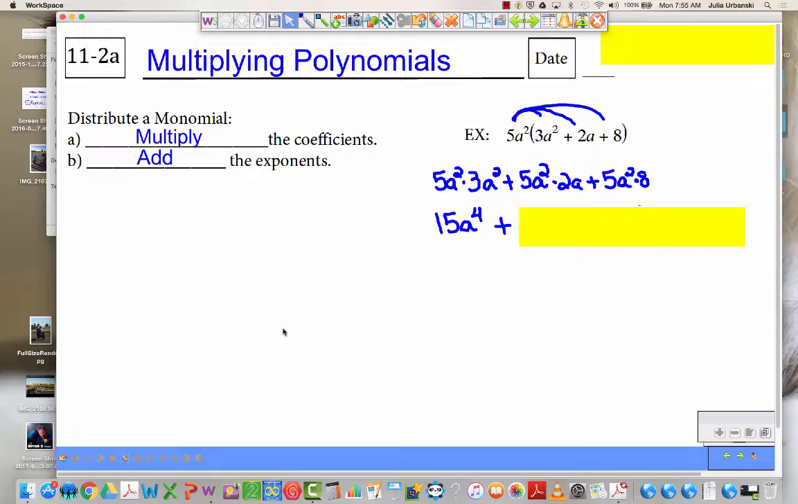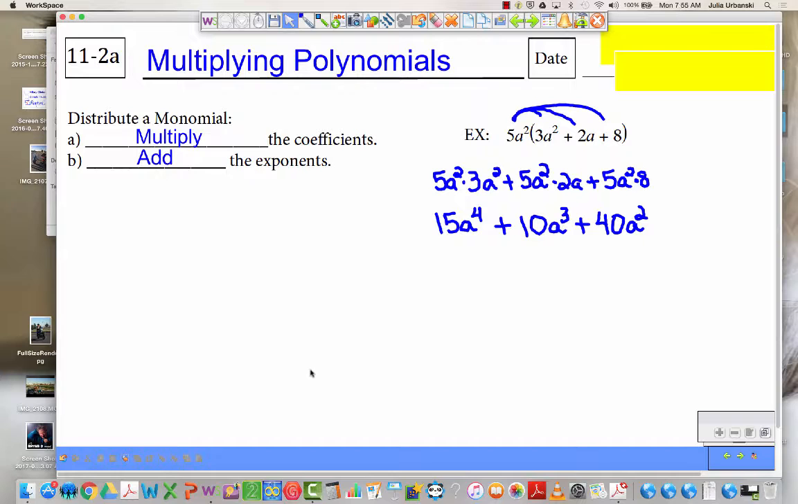Okay, so this is just a two-step thing, and I know you've seen it. 5a squared times 2a. You multiply the coefficients, the 5 times the 2, but then you add the exponents. So it's going to be 10a to the 3rd, because there's an imaginary 1 right here, 2 plus 1. And then lastly, 5a squared times 8, multiply the coefficients. 5 times 8 is 40. But a squared and no other a squared go with it, just stays a squared.